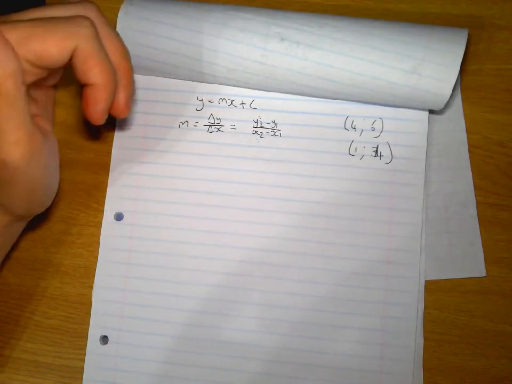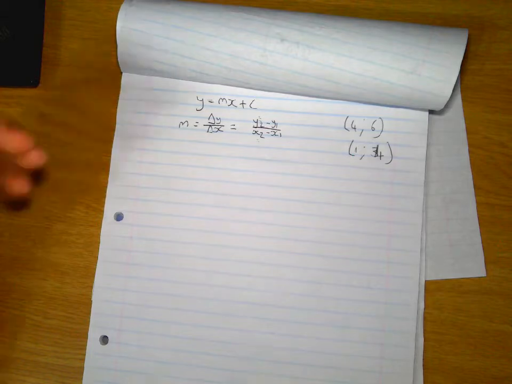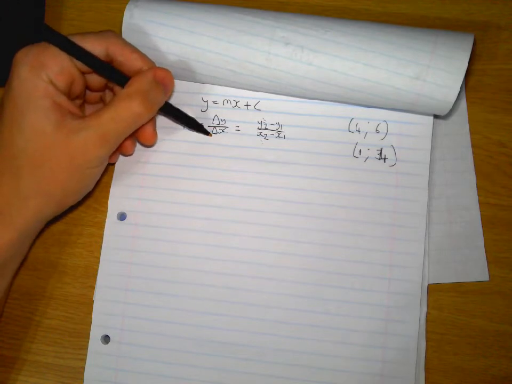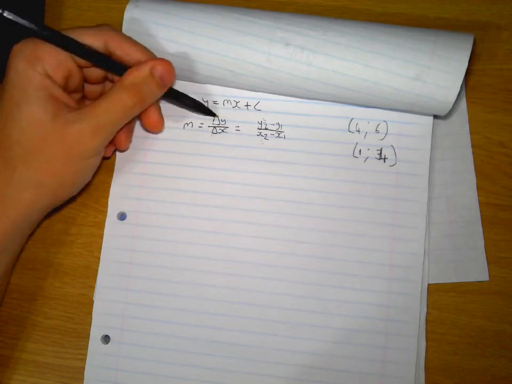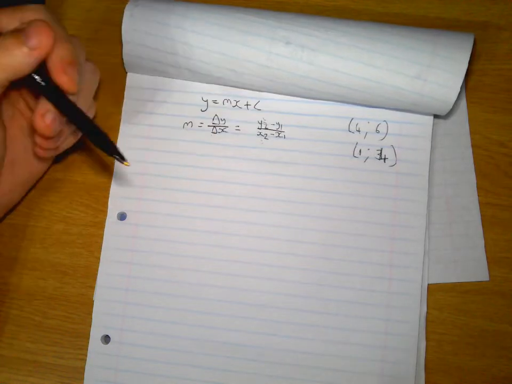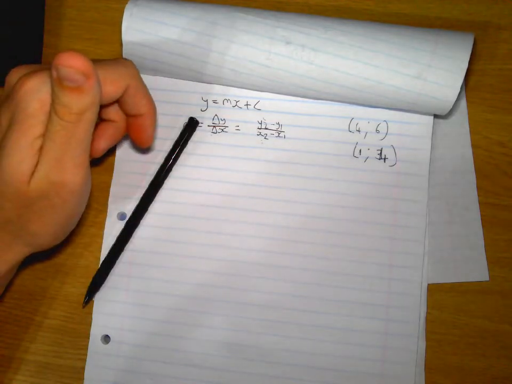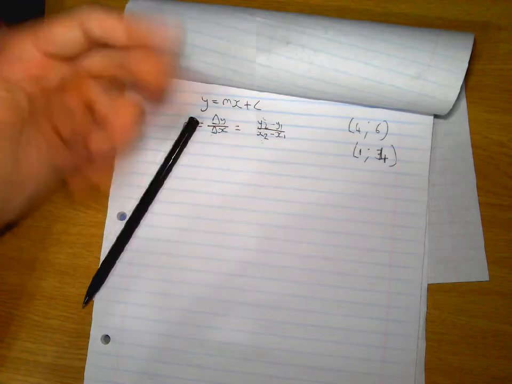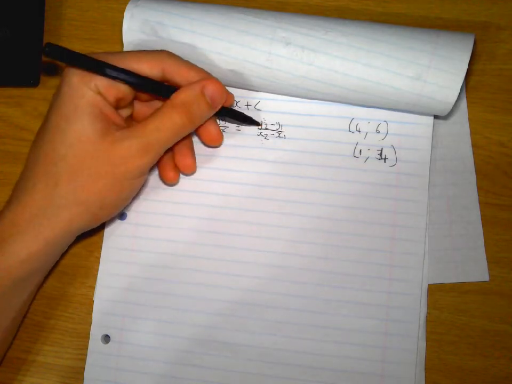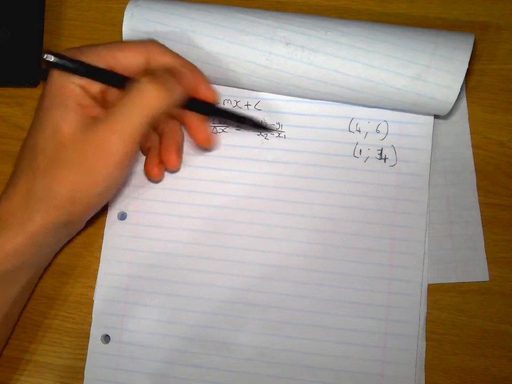Well, your formula is y equals mx plus c, and to find m, the gradient, we use this formula: m equals delta y over delta x. So in other words, m equals change in y divided by change in x. Another way of writing it is y2 minus y1 over x2 minus x1. What this means essentially is you need 2 points. You take the y value of the one point minus the y value of the other point, divided by the x value of the first point minus the x value of the second point.